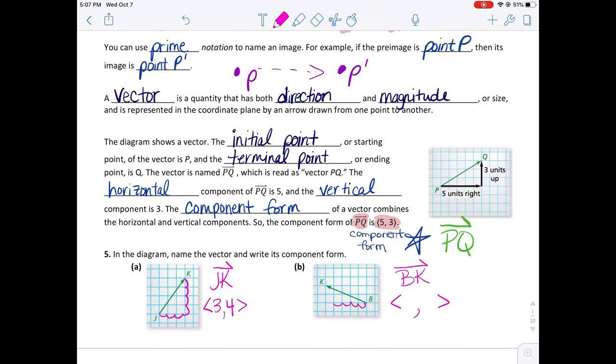So 1, 2, 3, 4, 5. We went backwards, so that's -5, because we went to the left. And then we went up. How many? Our vertical component is 1, 2. So we went up 2, that's a +2. Now it's a great time to ask questions about naming vectors and writing those vectors in component form.